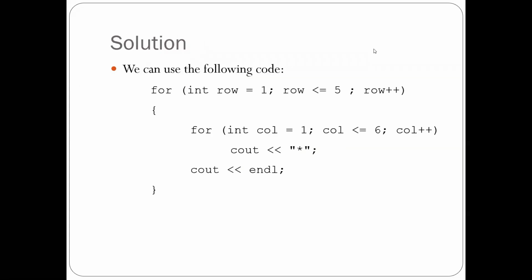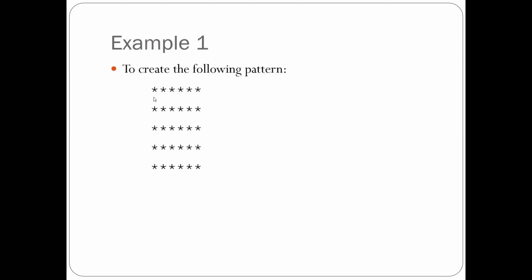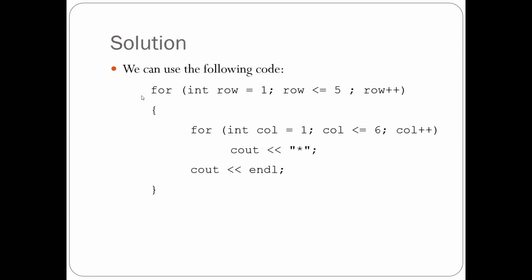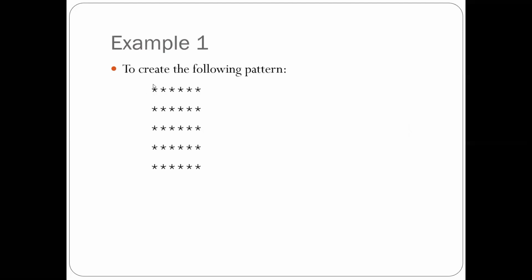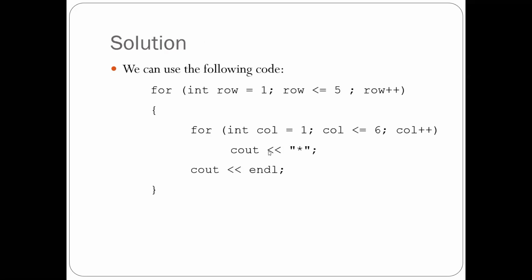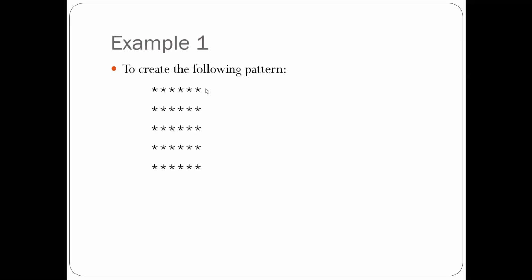Okay, ini coding dia. Okay, so we can use the following code to solve this problem. Okay, for integer row sama dengan 1, row less than or equal 5. Kenapa? Cuba tengok berapa? 1, 2, 3, 4, 5. Okay, and then you ada curly braces. Buka balik for yang kedua. For integer column sama dengan 1, column less than or equal 6. Why? Sebab kita nak keluarkan berapa bintang? 1, 2, 3, 4, 5, 6 bintang. Okay, and then cout. Okay, cout star. Lepas tu ada cout end line untuk kita ke bawah.